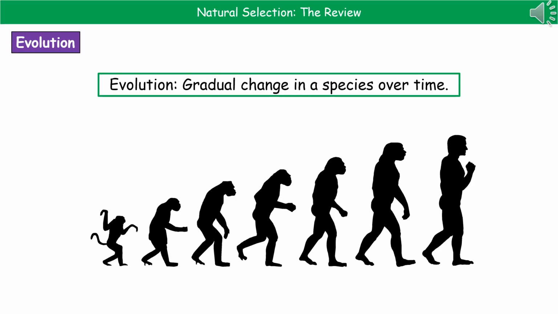In today's Biology Blast, we're going to have a look at the process of natural selection. We're going to look at evolution and the evidence for it. So hopefully we do know that evolution is the gradual change in a species over time. This isn't something that happens overnight. It's something that's going to take many years to actually occur.